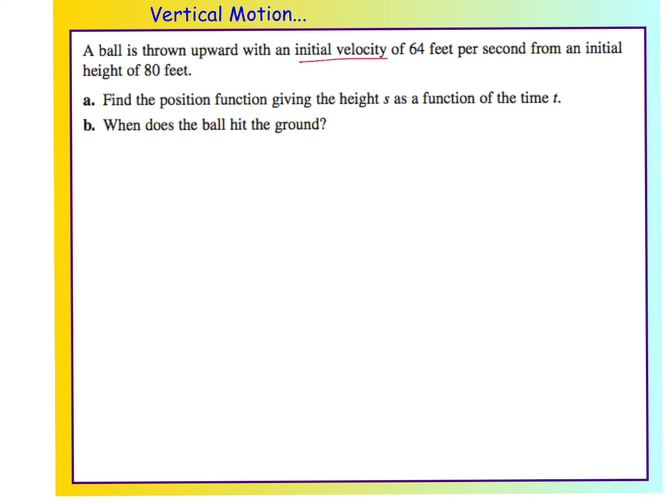So we're given an initial velocity of 64. So that is v of 0 is 64. That is an initial condition. The other initial condition is what? A height of 80. So we're going to call that s of 0 equals 80. Those are the two things that were given to me. Now, part A says find the position function s.